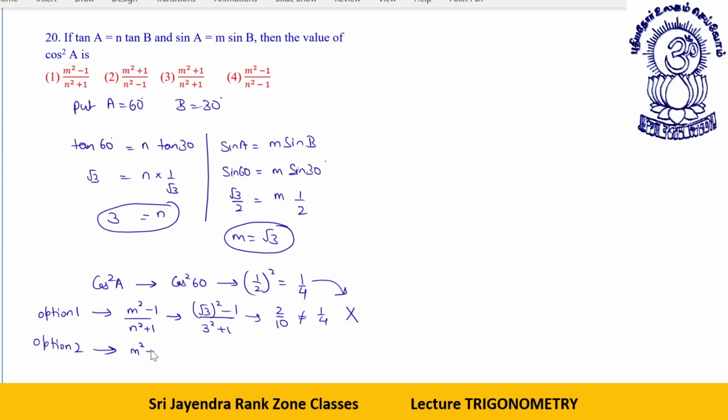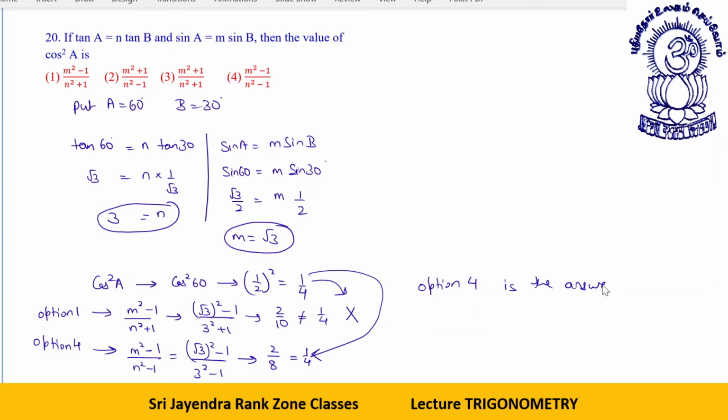Here you have m square plus 1, here you have n square minus 1. See, the logic is this is 3, this is 9. 3 minus 1 and 9 minus 1 will give you the answer. 3 minus 1 will be 2, 9 minus 1 will be 8. 2 by 8 will give you the answer. So let's try with this option. M square minus 1, that is root 3 square minus 1, 3 square minus 1, that is 1 by 4. This is satisfied. Therefore, option 4 is the answer.